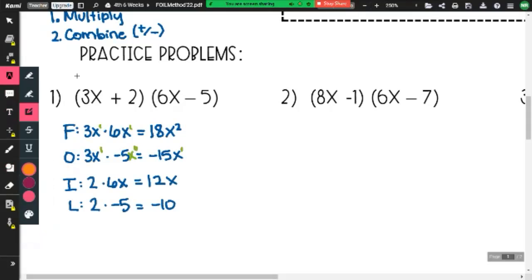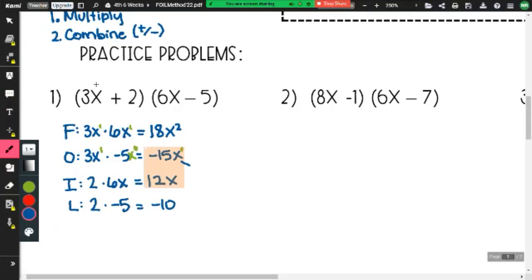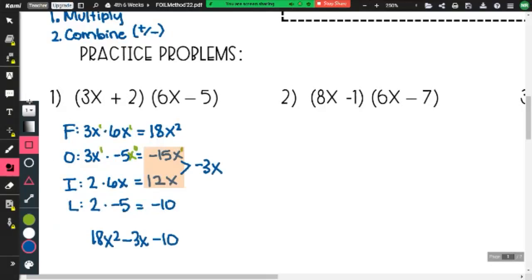Now, if you do it once again correctly, you will end up adding or subtracting the middle two terms. Negative 15 plus 12 will give us negative 3x. So our answer, 18x squared minus 3x minus 10.